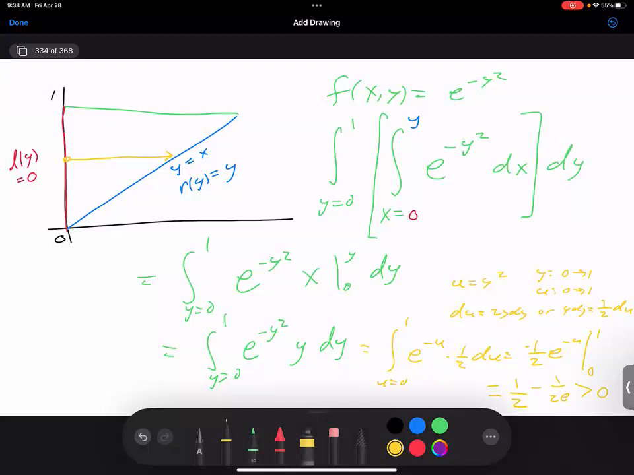Let's think about what we're doing. The function e to the negative y squared is always greater than 0. We're integrating a positive function over a positive region. What kind of number should we get? Positive. So as a quick check at the end of the day, oh, good, I've got a positive number. I hopefully have not dropped a minus sign. If I had dropped the minus sign when I was doing my integration, all of a sudden I would have had a negative number as my answer, and I would have known I made a mistake.